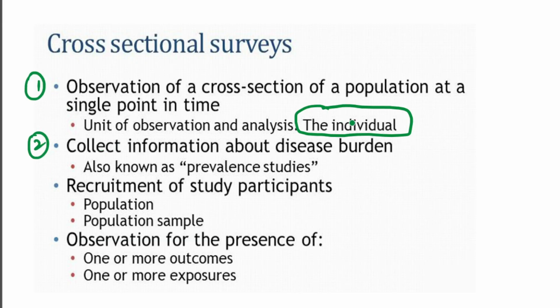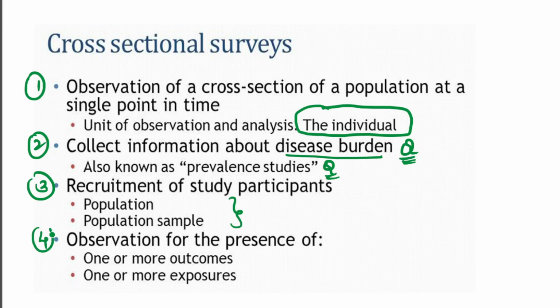You have to keep all the other features of a cross-sectional study. The first one we have spoken, that the unit of observation will be the individual. The second one is that they collect the information about a disease burden. This is a question we have seen just now. They are also called prevalence studies. This is also one question. Then they will ask you regarding recruitment of study participants. They will be from the population, and therefore they are the population sample.